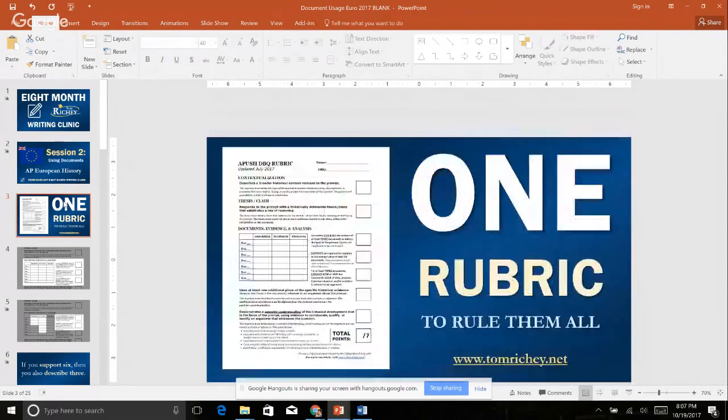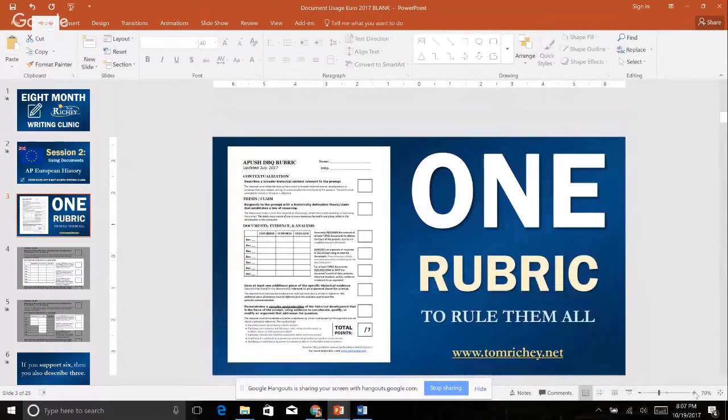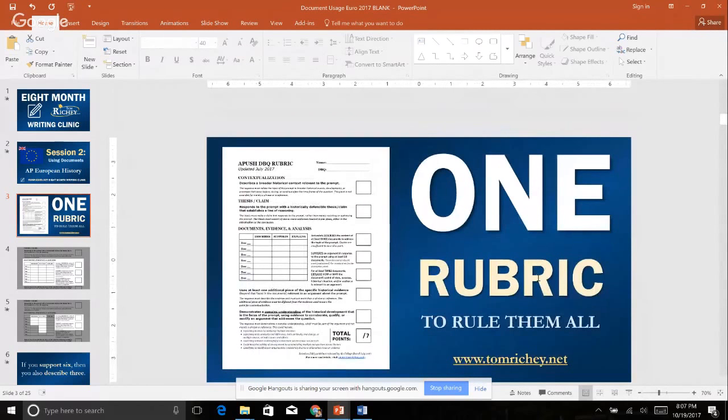documents. Now, remember that the one rubric to rule them all is available on my website at tomrichey.net. So if you want that, go ahead and look for that. If you look for AP Euro DBQ rubric on Google, you'll find it.